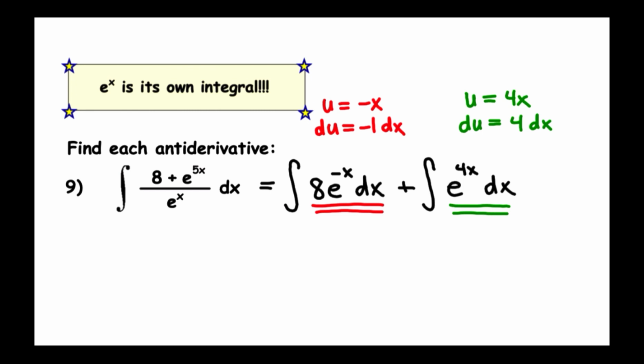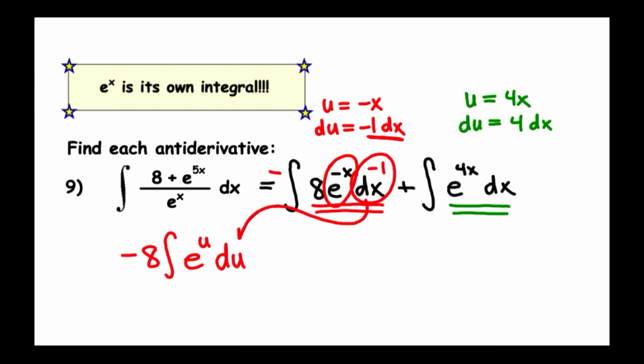All right. If you start with the red, you're going to have an 8 being kicked out front. And then it's simply e to the u, but the du has to be a negative 1 dx. I'll give myself a negative 1. I'll put a negative out front that'll get put onto the 8. And then this negative 1 dx becomes the du. So that looks pretty good. All right, we'll bring the plus sign down in the middle.